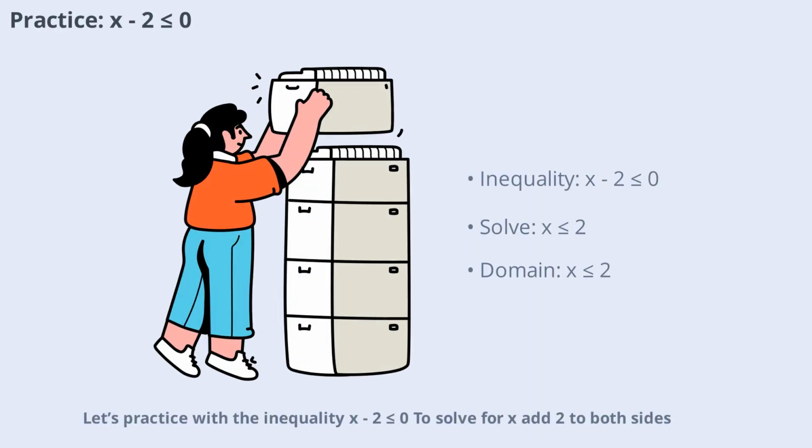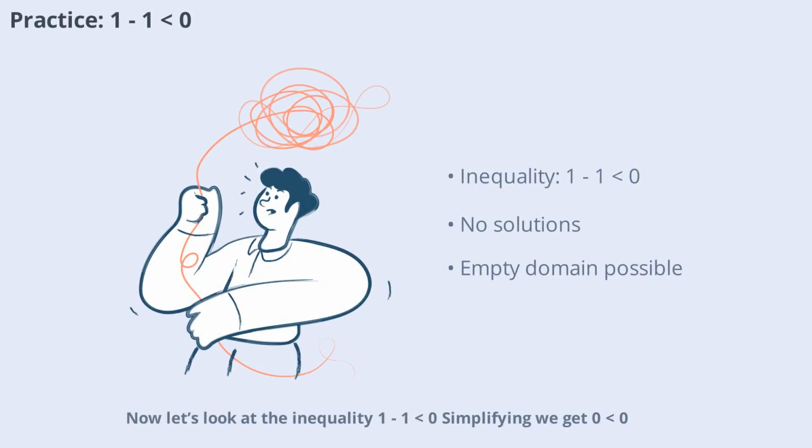Let's practice with the inequality x − 2 less than or equal to 0. To solve for x, add 2 to both sides, giving x less than or equal to 2. This tells us that the domain includes all real numbers less than or equal to 2. Whenever you encounter inequalities in domain problems, solve them just like any other algebraic equation to find the valid range for x.